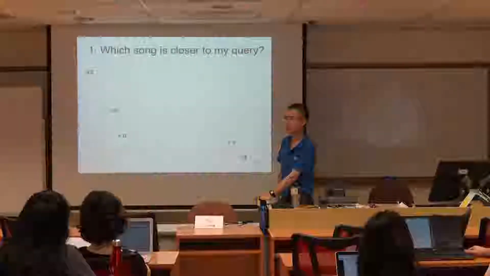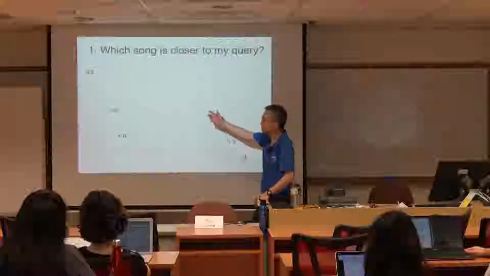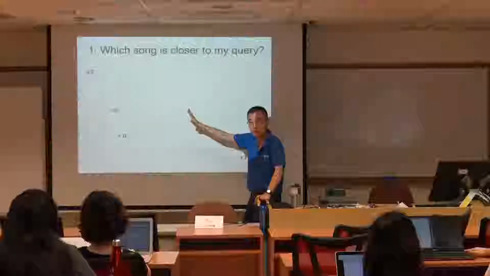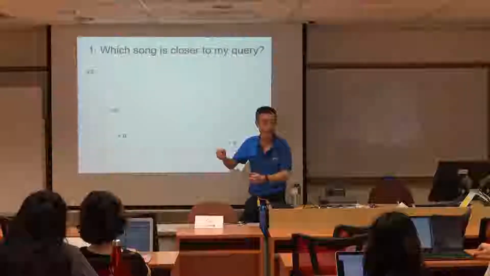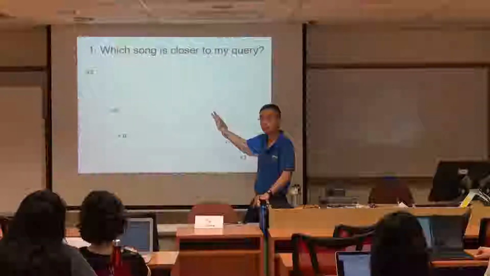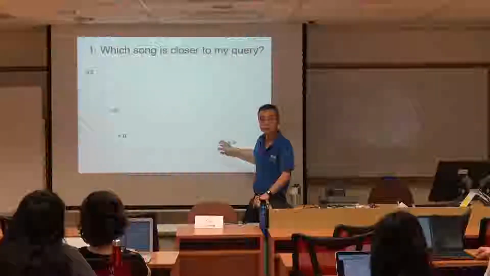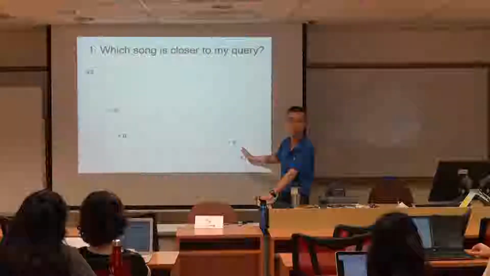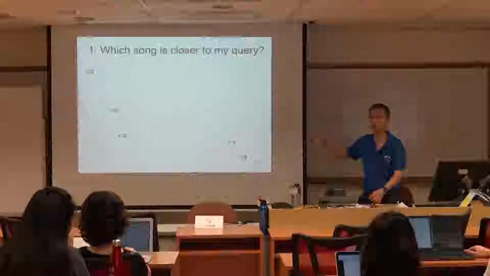Is it obvious or not? B. B is closer to my query, correct? So remember, as I said, I project the song or any of these, like this dance movement, the gesture, into the feature space. So we want to compute the distance measure between my query and the object itself. So in this case, the feature plays a very important role. And pay attention to this one. I actually generated this animation to show you the point here.